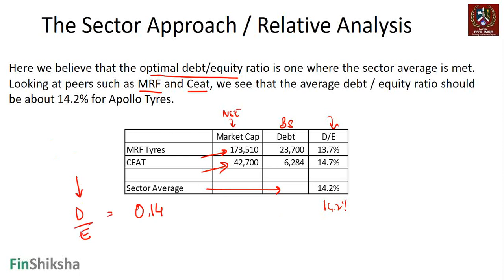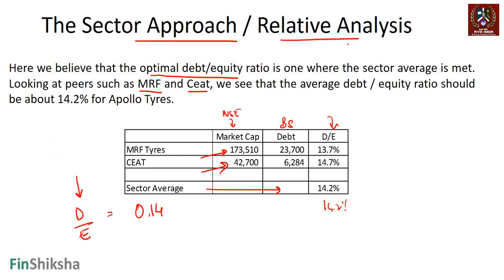We can extend this to even use global players. Ideally, local players give a good sense because that incorporates any kind of tax benefits that are locally available in terms of India. If we go outside, we don't know what tax rates are, and tax rates would be an important ingredient in terms of what kind of benefit you get out of having debt, right? So that becomes an important parameter when you're looking at a firm and you're looking at calculating what kind of optimal debt equity ratio should be a firm having. So that's our sector approach.